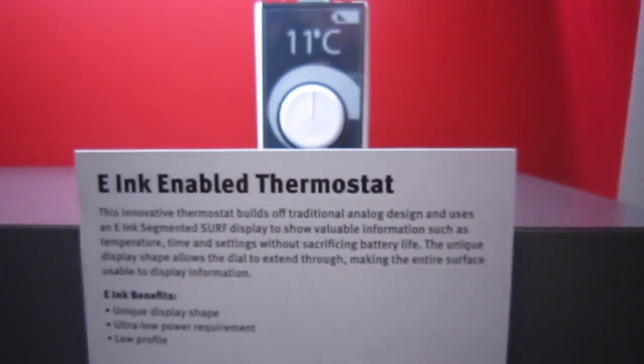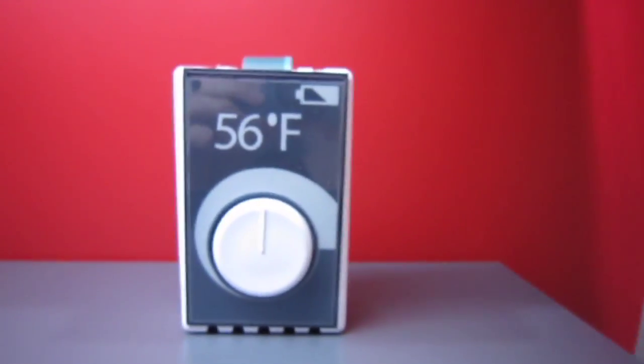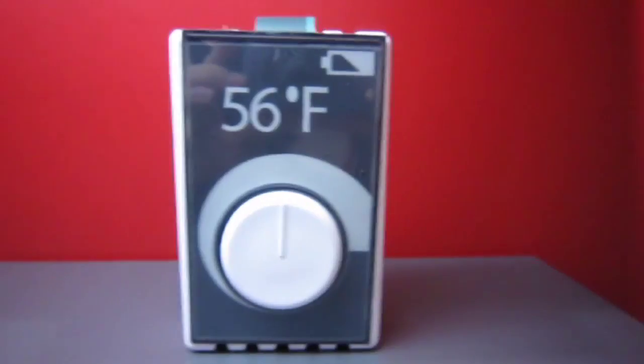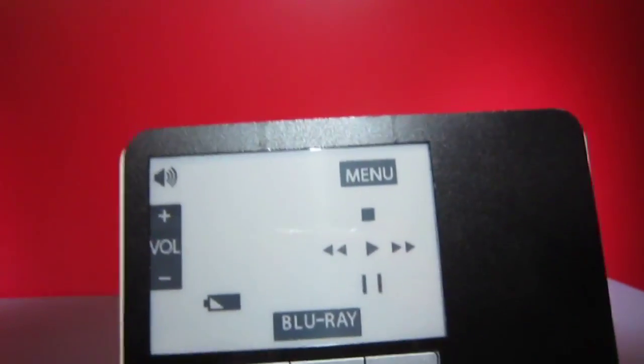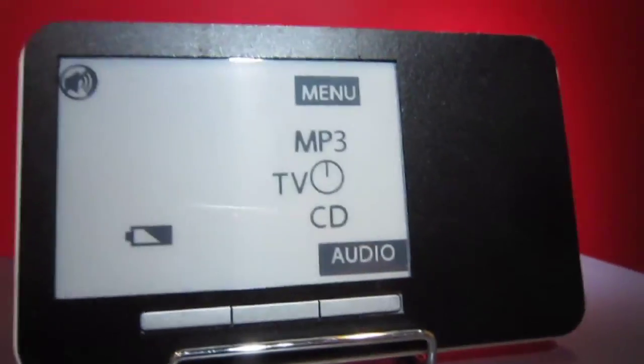So here we're looking at an E-Ink enabled thermostat. This is yet another concept. It's basically an E-Ink display with a hole in the middle. You see battery life there, temperature, change colors here. There's a universal remote. Probably not quite a Harmony level, but you know, who knows where it could go.